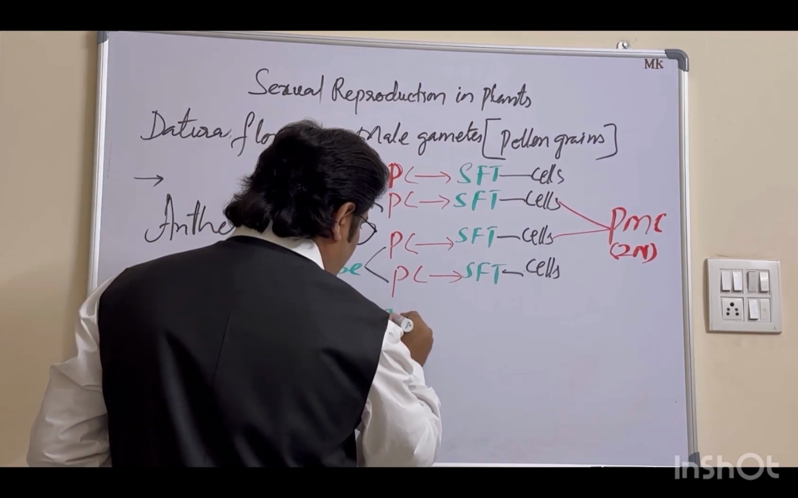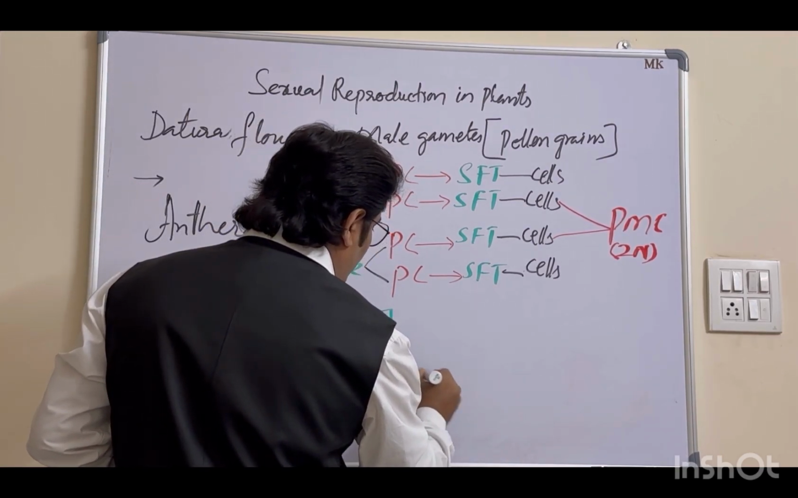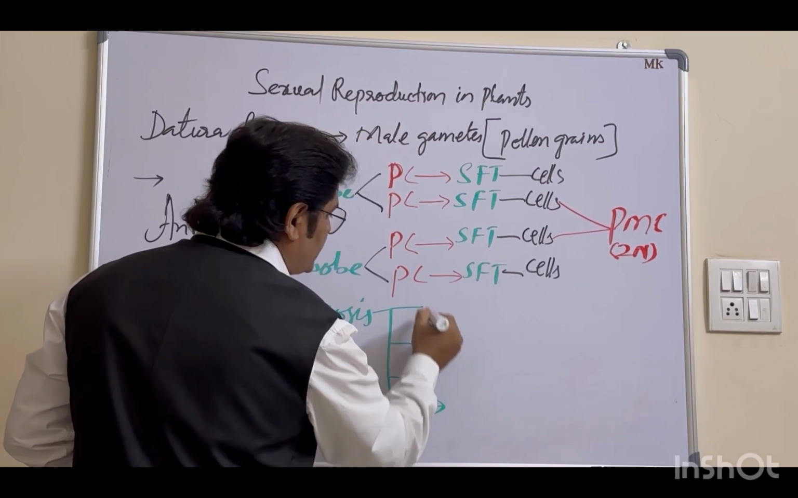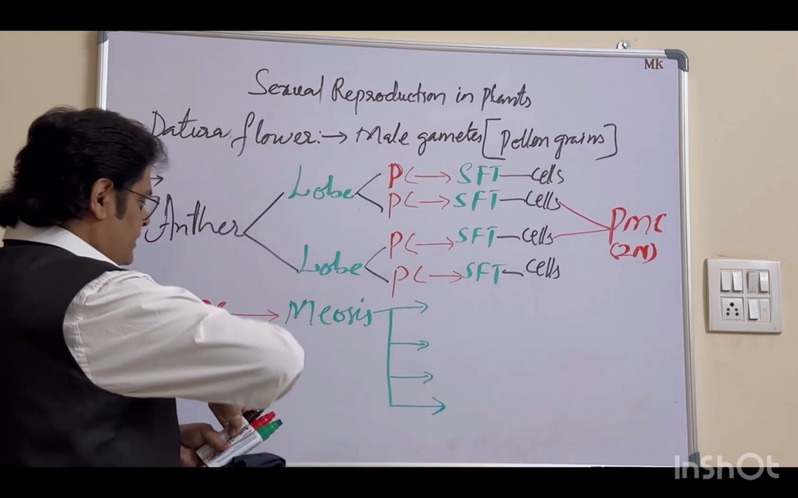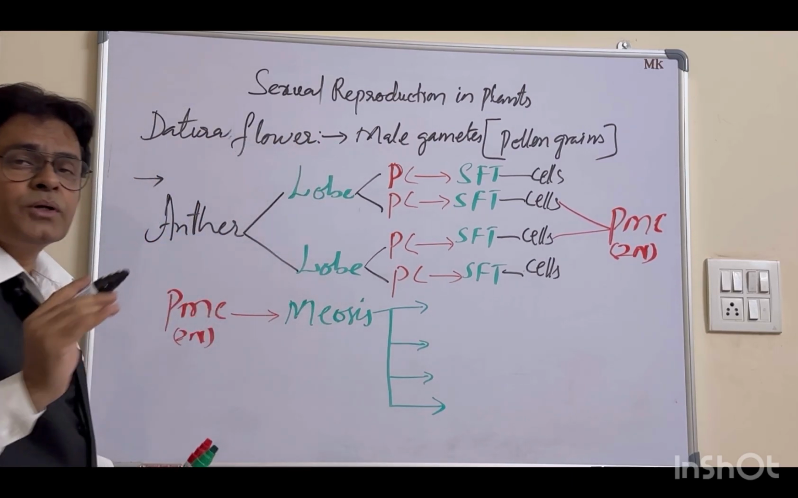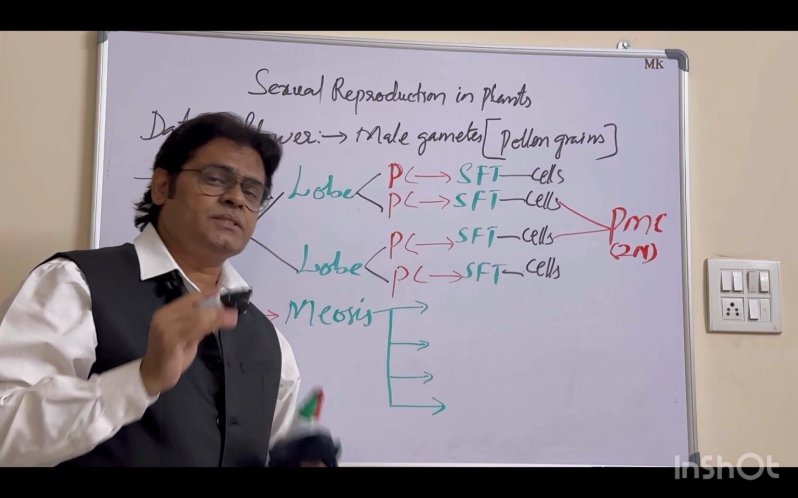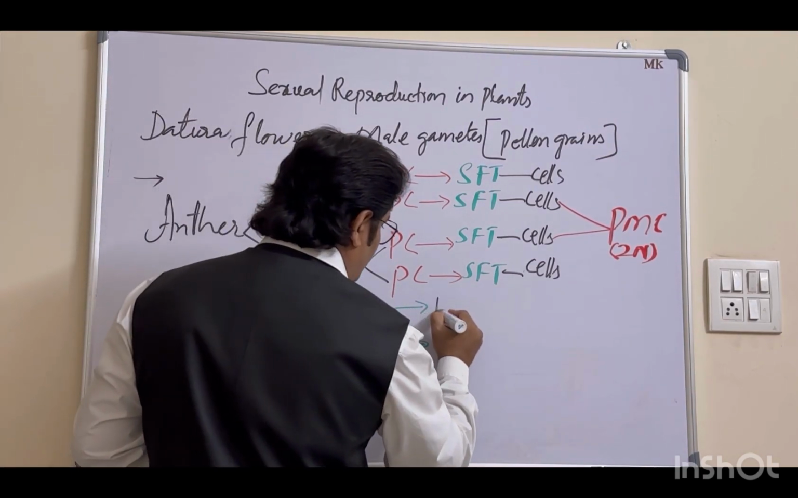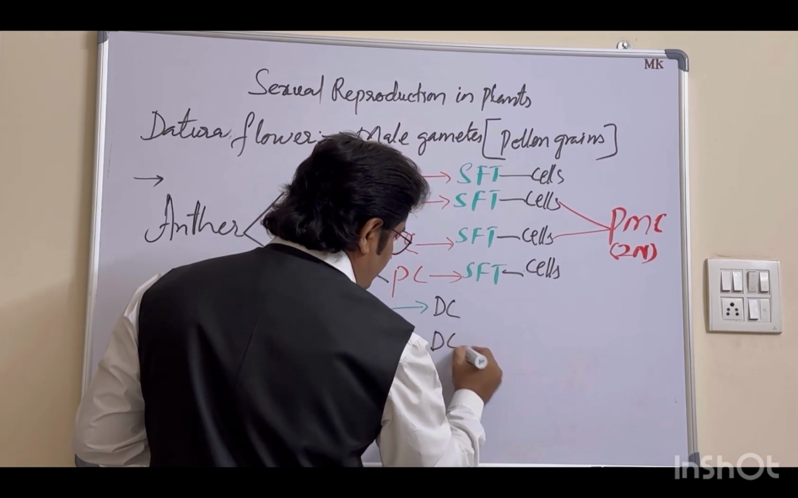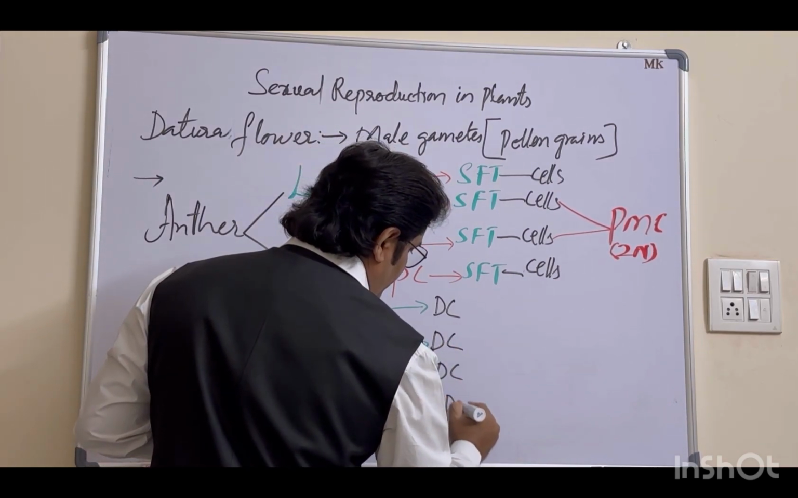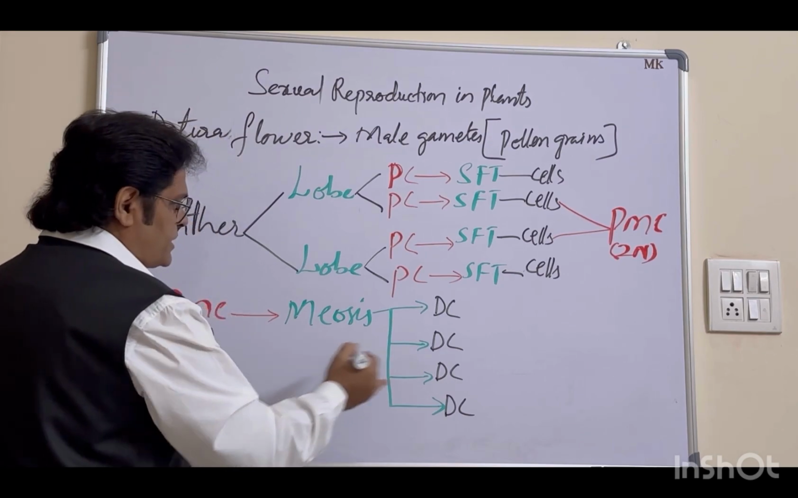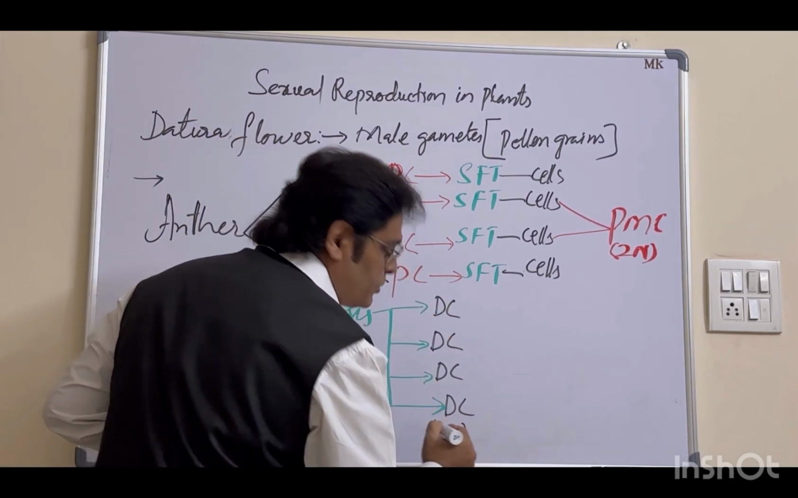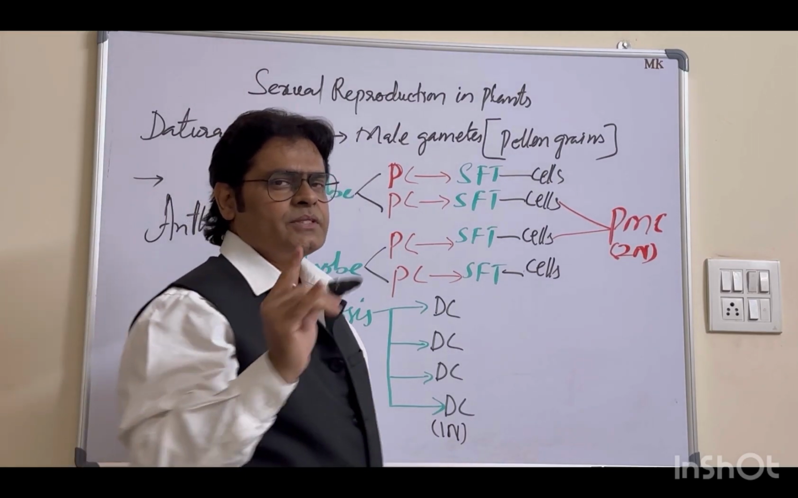Okay, what does it produce? It produces four daughter cells. PMC, that is pollen mother cell, undergoes the process of meiosis and produces four daughter cells. DC means daughter cell. All the daughter cells are haploid in condition, meaning just one set of chromosomes is present in it.